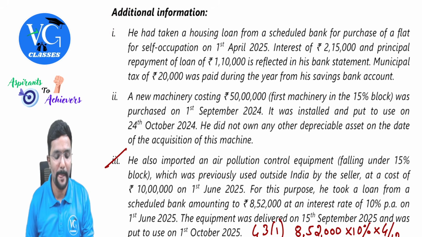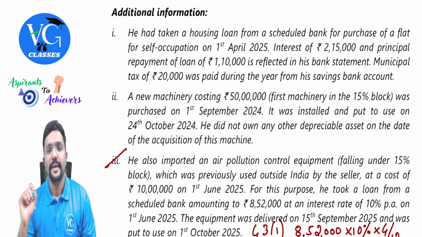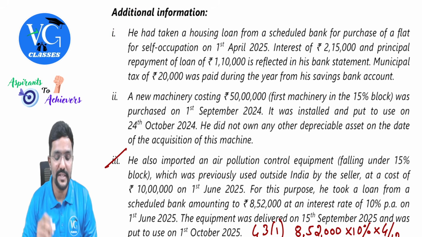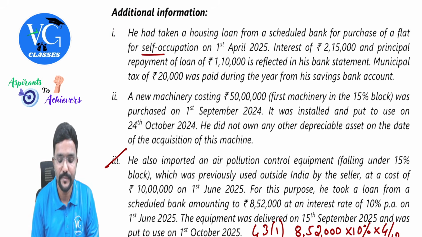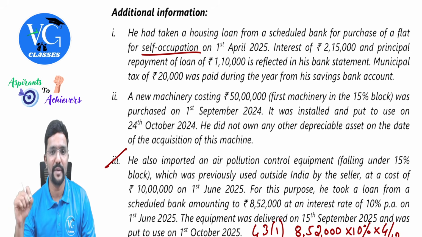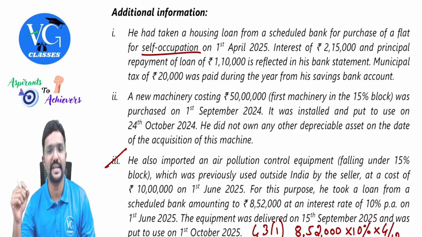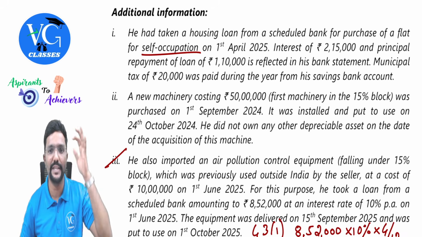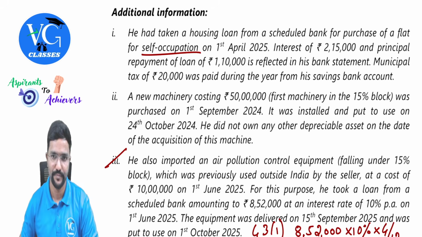Coming to additional information. So whatever is being debited and credited, we are done with it. Now additional information. First one. He had taken a housing loan from a scheduled bank for purchase of flat for self-occupation on 1st April 2025. Interest of 2,15,000 and principal repayment of loan of 1,10,000 is reflected in his bank statement. Municipal tax of 20,000 was paid during the year from his savings bank account.